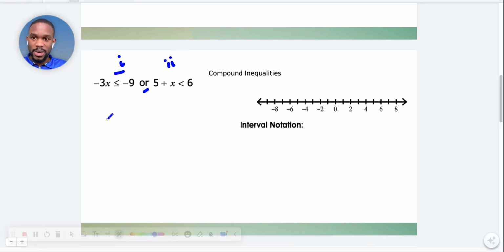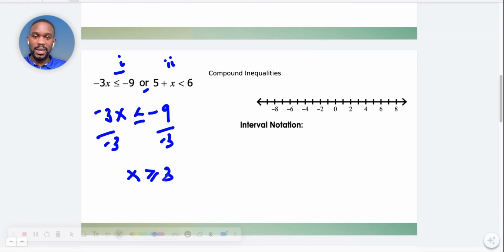Let's deal with inequality number 1 first. It's telling us negative 3x is less or equal to negative 9. So we're going to divide both sides by this coefficient, which is negative 3. Guys, another thing I want you to notice: every time you divide an inequality by a negative, it changes the sign. So this cancels, and then you're going to have x is greater or equal to 3. Why is it changing to greater or equal to 3? Because we're dividing both sides of this inequality by a negative, and that changes the sign. So that is number 1.